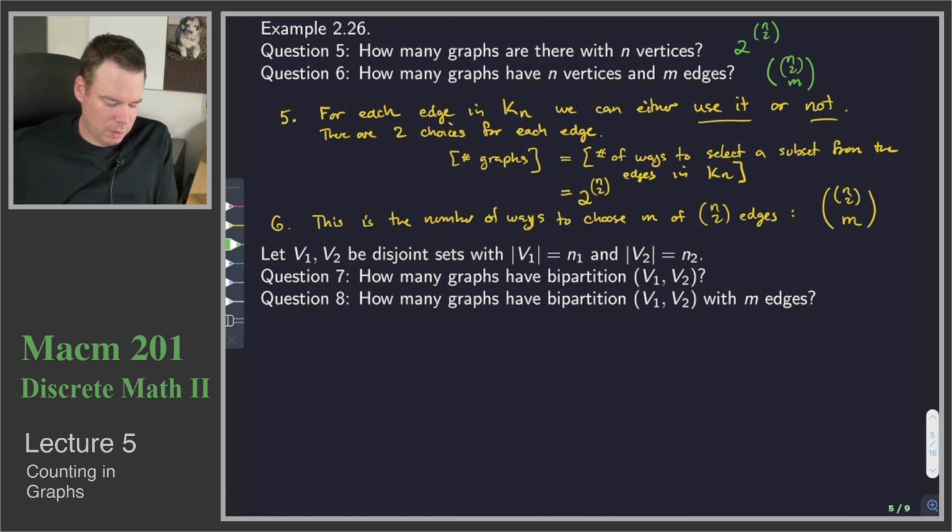Let v1 and v2 be two disjoint sets with the first vertex set being of size n1, the second vertex set being a set of size n2. How many graphs have bipartition v1, v2?